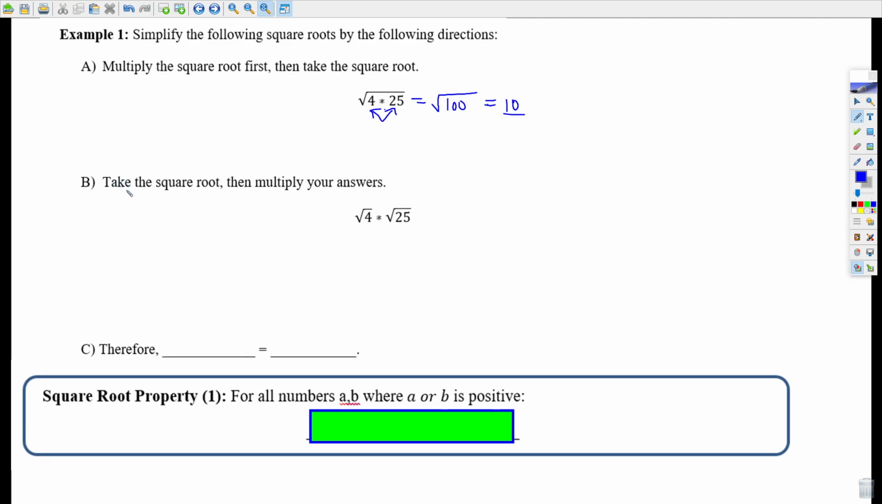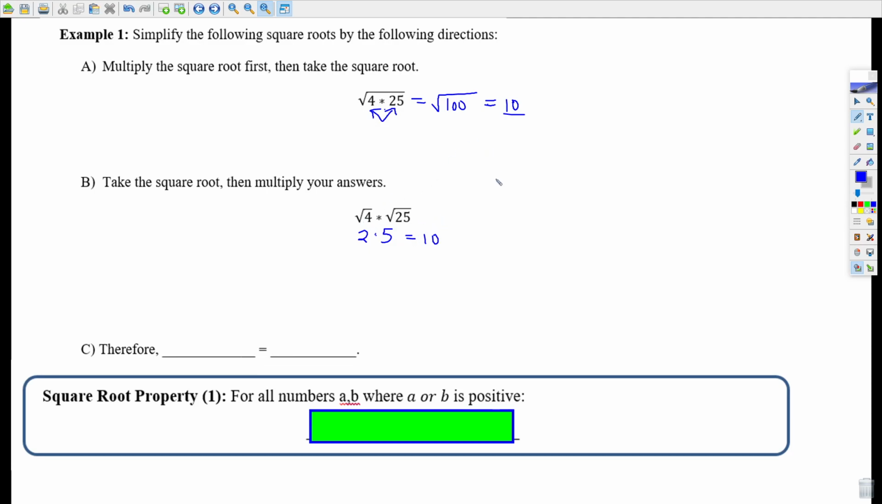Part B. Now we're just going to look a little different here. We're going to take the square root of the two numbers we have, and then we're going to multiply our answer. So we're kind of doing it a little backwards. We have two square roots here. We're going to do the square root of 4, which is 2, and then we're going to multiply that by the square root of 25, which is 5. So our answer, 2 times 5, is 10.